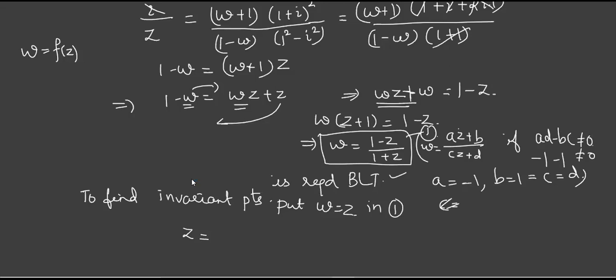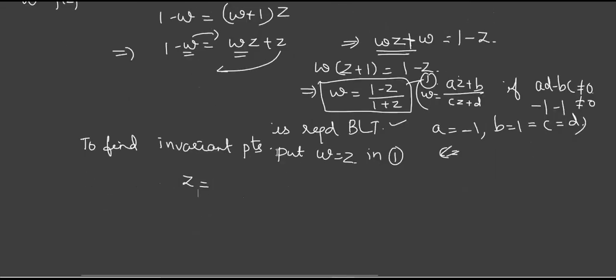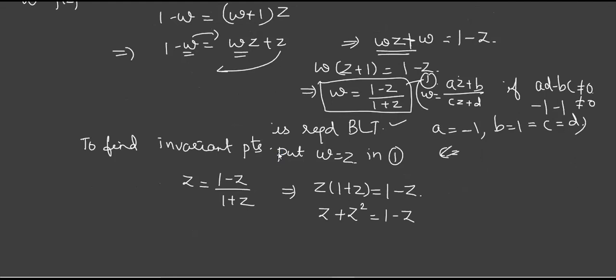What do I have to do with the RHS? Is it the same or any change? It is the same. Only W you take as Z. Now what do you do? Cross multiply. So if I cross multiply, this is Z into 1 plus Z is equal to 1 minus Z. Take it inside. Z into 1 is Z. Z into Z is Z square. Shall I cancel a Z here?